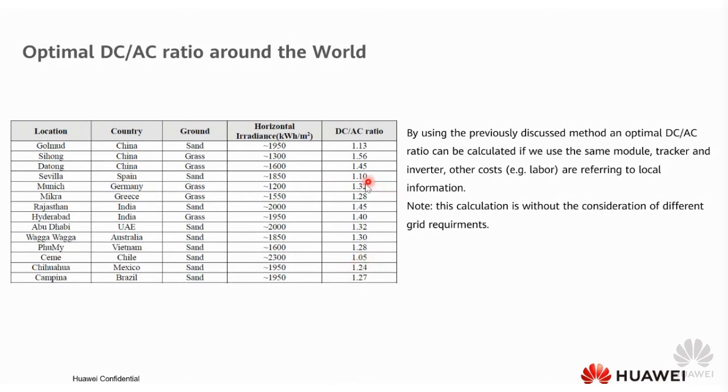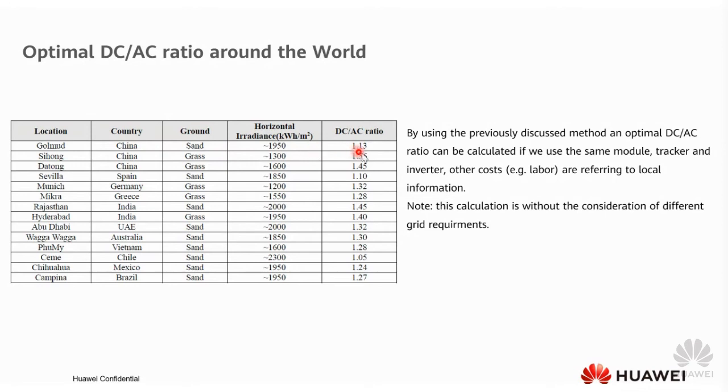It means that using these kinds of DC-AC ratios, we will have the lowest price energy available from that power plant. So it's strictly about the local geographical and local financial characteristics of the power plant. As you can see, the horizontal irradiance, which is one of the important factors for how much energy can be harnessed from the sun, is quite different all over the world. For example, if you take Golmud, it gets approximately 2,000 kilowatt hours per square meter.